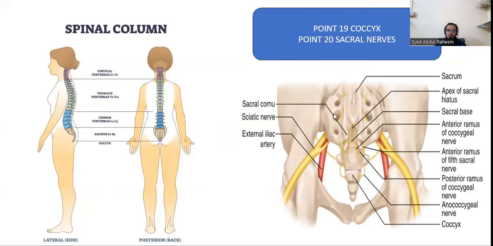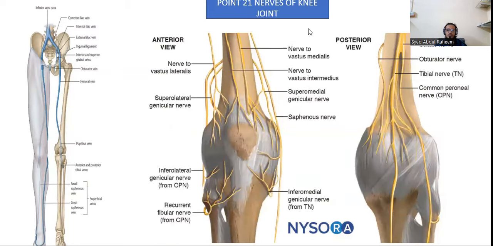We will be able to zoom here. Okay, these are the 20 points we studied in the previous class. Today we are going to talk about another 10 to 12 points. So point number 21. Point number 21 is nerves of knee joint. So this is the knee here.